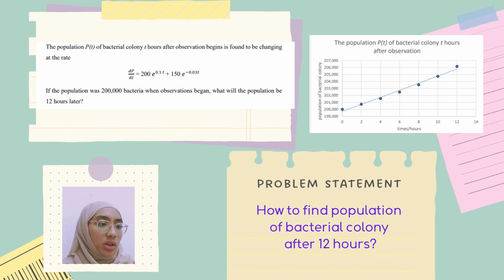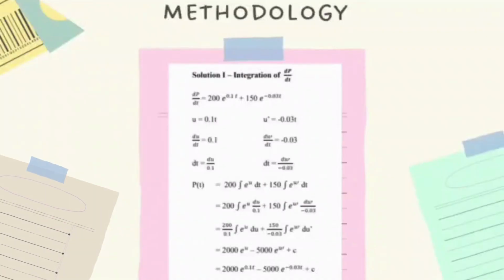What is the problem statement? The problem statement for this question is how to find the bacteria colony population after 12 hours. The population is found by integrating dP/dt that has been given. So this is solution 1. Because this equation has two inner functions, we can assume there are two variables. We use integration by substitution to integrate this equation.